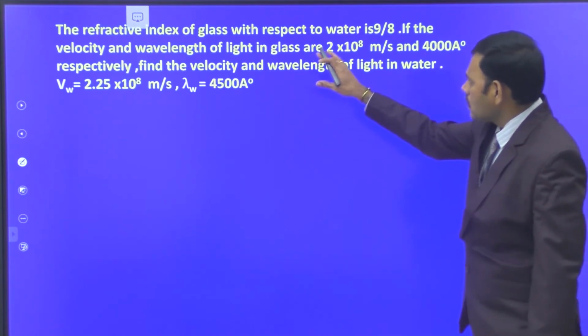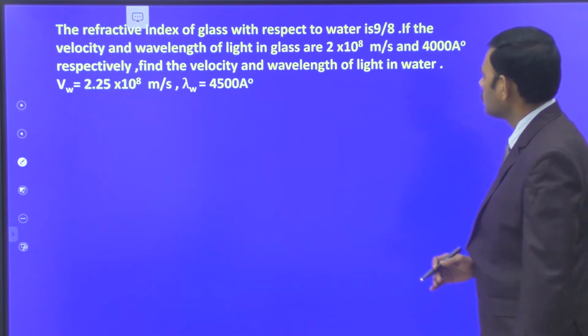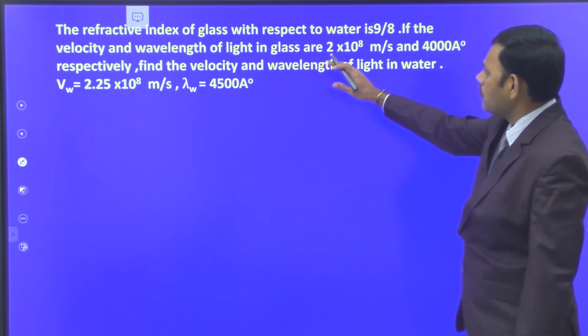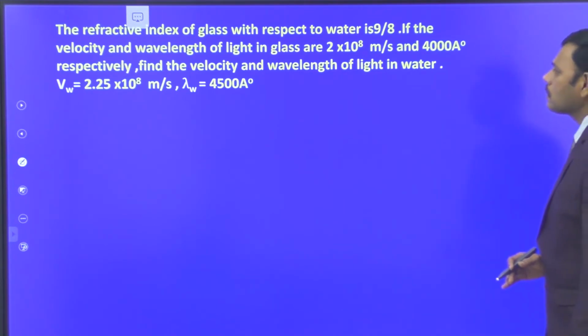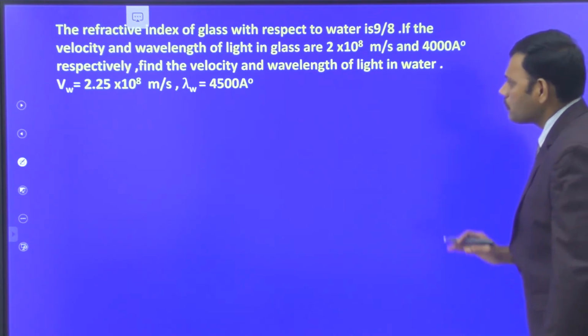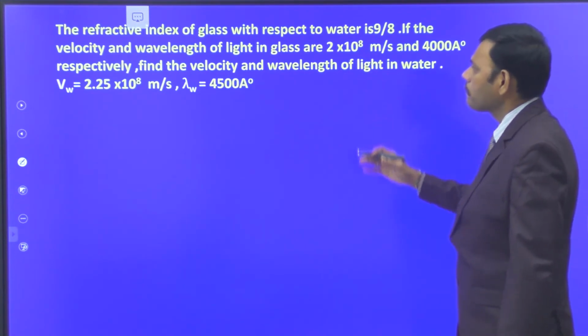The refractive index of glass with respect to water is 9 by 8. If the velocity and wavelength of light in glass are 2 into 10 power 8 meters per second and 4000 angstrom units respectively, find the velocity and wavelength of light in water.